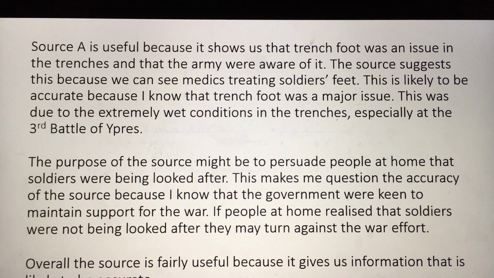Okay? You then do the same for the other source. You do not need to compare them. Tip for this question is, if you don't include any of your own knowledge, you're limited to 4 marks out of 8. Okay, you can't get more than 4 marks unless you bring in some of your own knowledge.